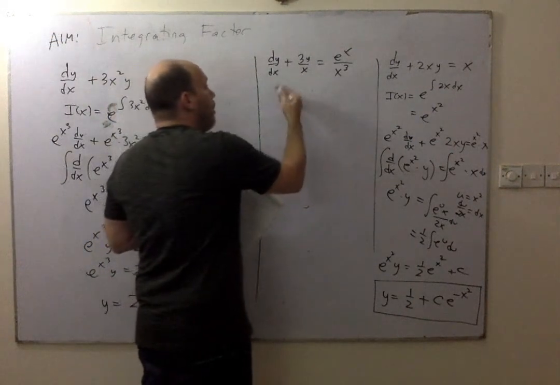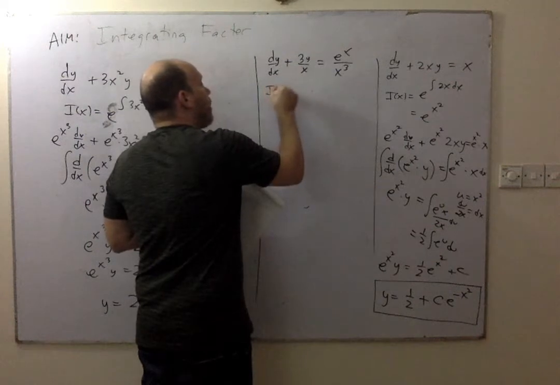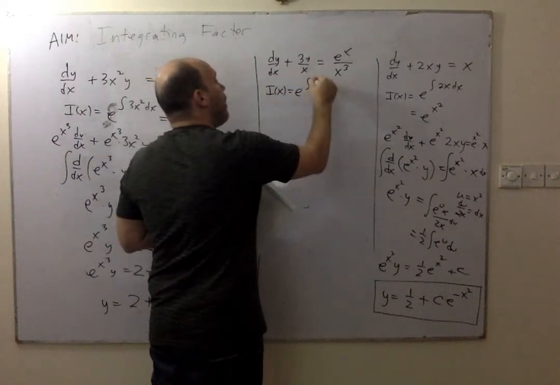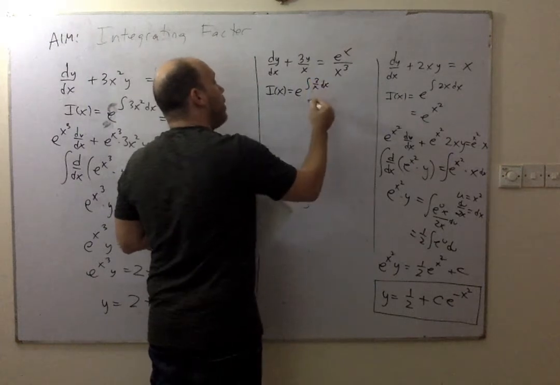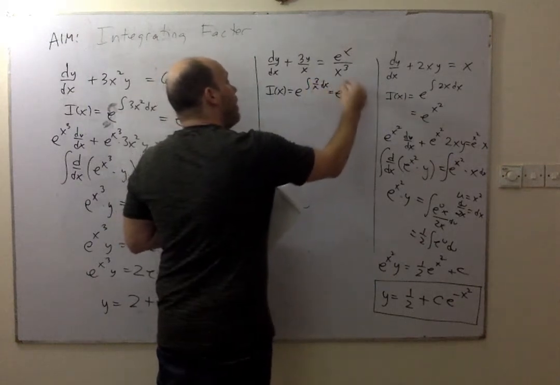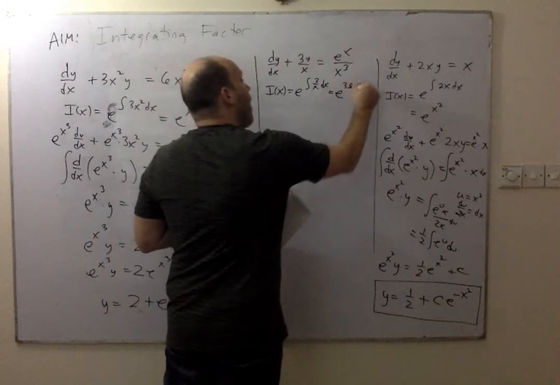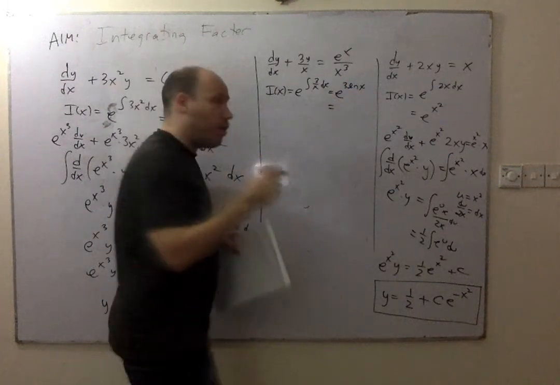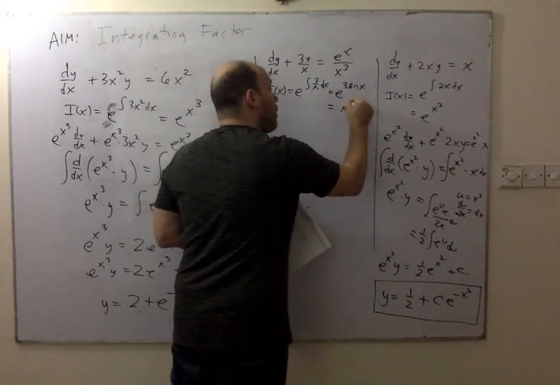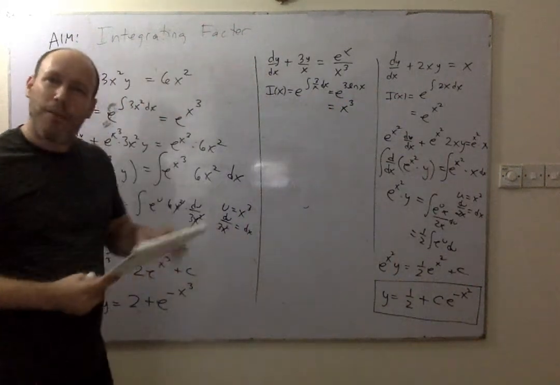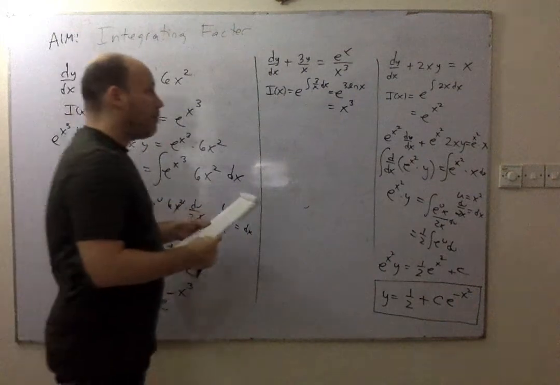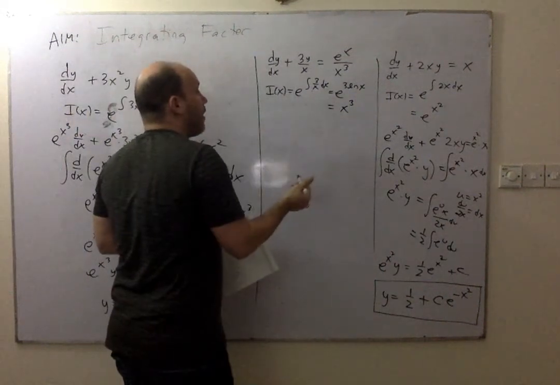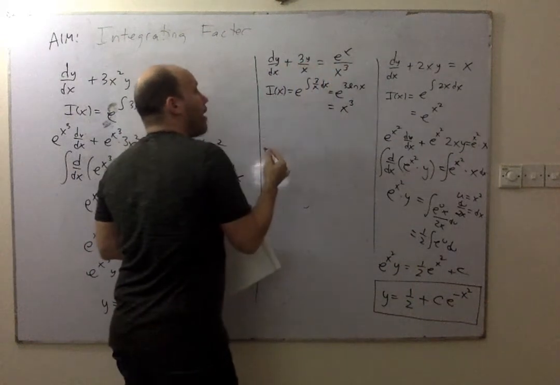Okay, well, I know I of x is equal to e to the integral of 3 over x dx, which is equal to e to the 3 ln of x, which actually is equal to, I want you to figure this out on your own, it's actually x cubed. Think about that. Well, this works out nicely. Let's multiply everything by x cubed.